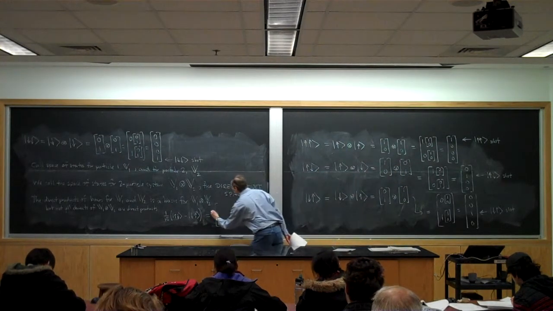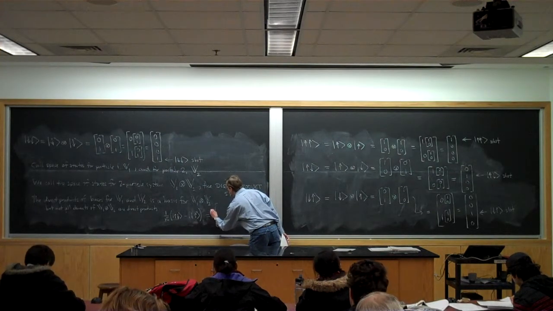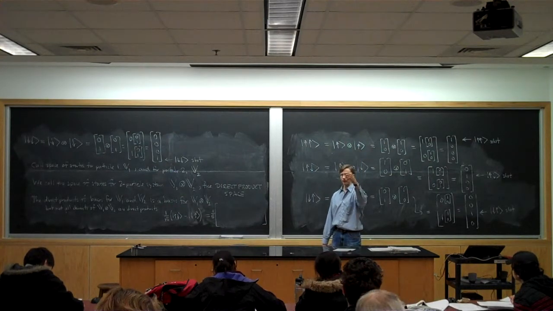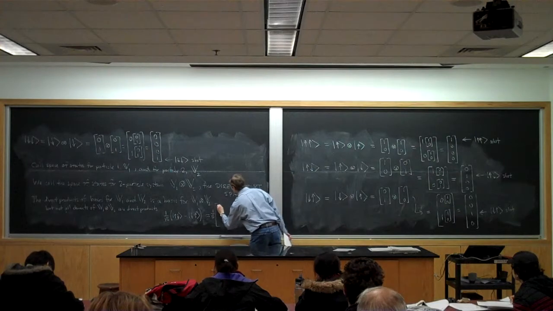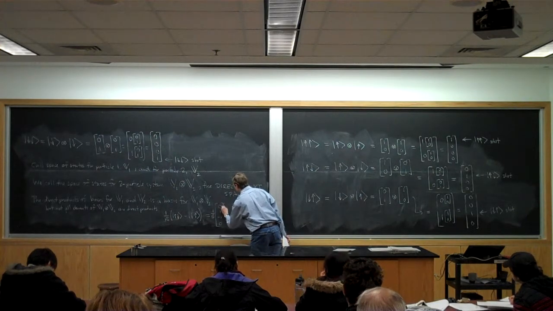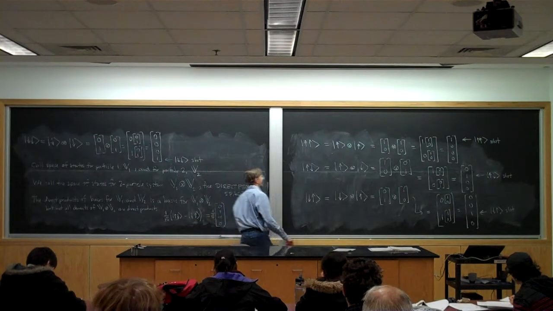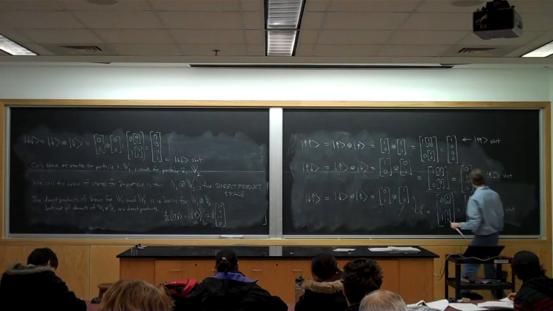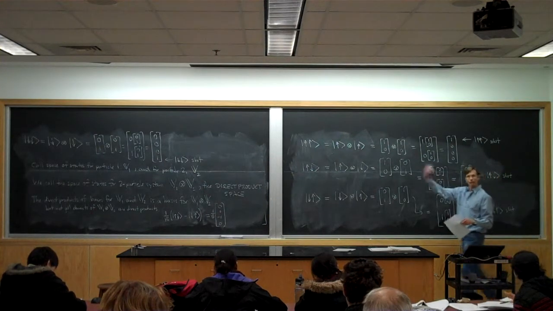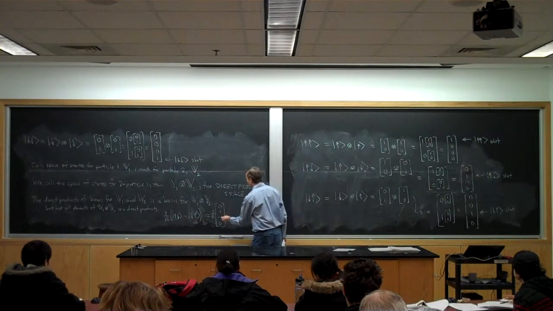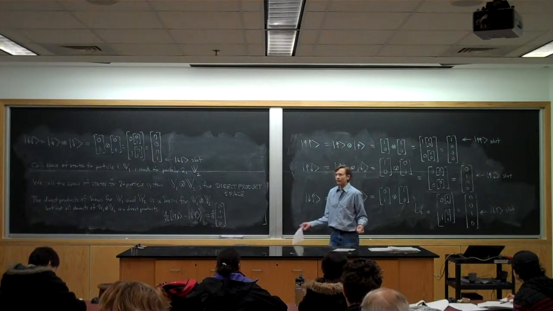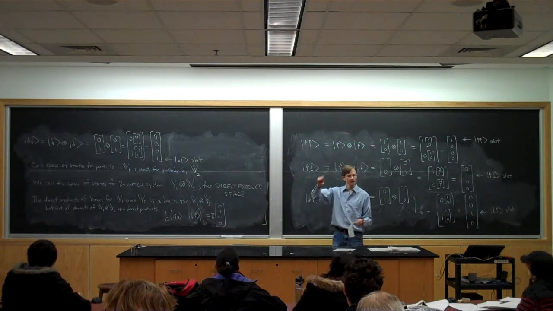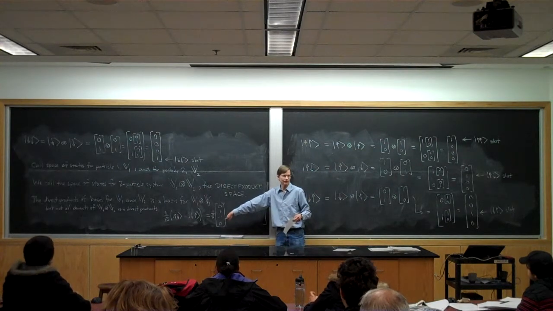It's 1 over root 2 times what 4-component column? 0, 1, minus 1, 0. 0, 1, minus 1, 0, because up, down is 0, 1, 0, 0. Down, up is 0, 0, 1, 0. So 1 over root 2 up, down, minus down, up is 1 over root 2 times 0, 1, minus 1, 0. It turns out you cannot find two two-component vectors whose direct product is that. It just isn't possible.